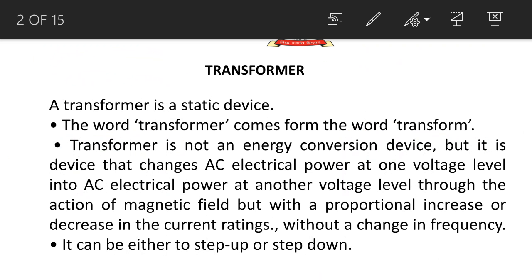The word transformer comes from transform. A transformer is not an energy conversion device, but a device that changes AC electrical power from one voltage level to another voltage level. It can be either step up or step down.